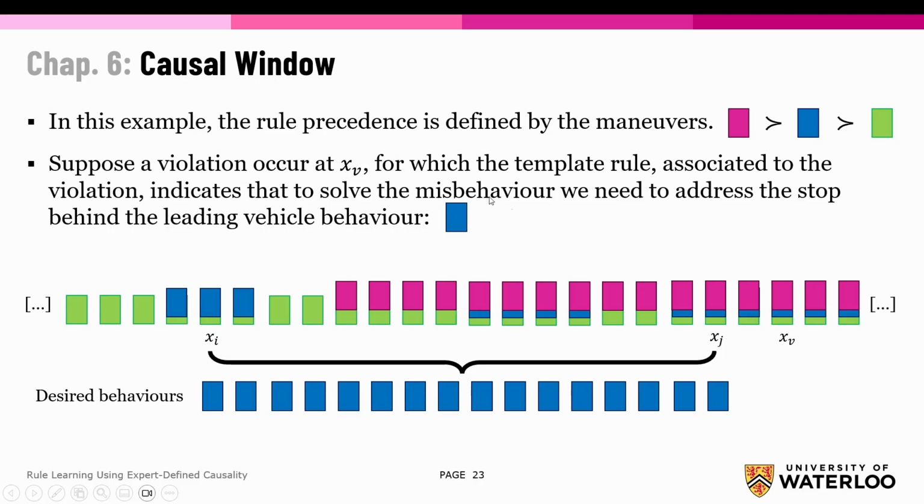So what we do here is we start at the violation and we go backward, because we need to address a state before, in which we had the misbehavior, and we look for the very first time where the antecedent of the template rule producing the blue here will be true. We identify this xj here, and then we continue going backward until the antecedent of this template rule is going to be false. When it's false, it defines a contiguous sequence, and you're going to simply say in that contiguous sequence I want everything to be blue here.